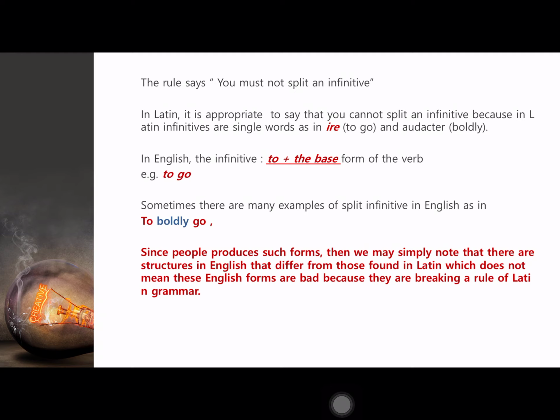Since English people produce such forms, then we may simply note that there are structures in English that differ from those found in Latin, which does not mean that these English forms are bad because they are breaking a rule of Latin grammar. So here we cannot generalize that the structures that are different from the Latin are bad or considered incorrect.